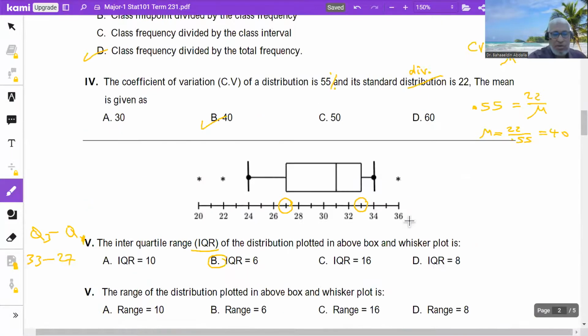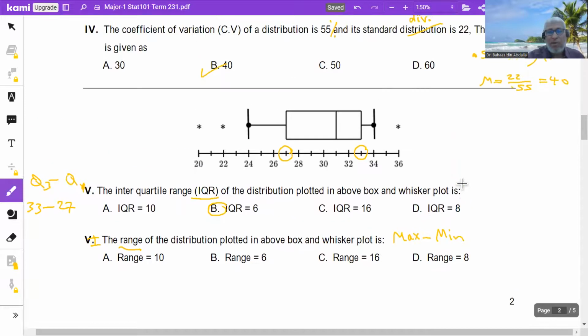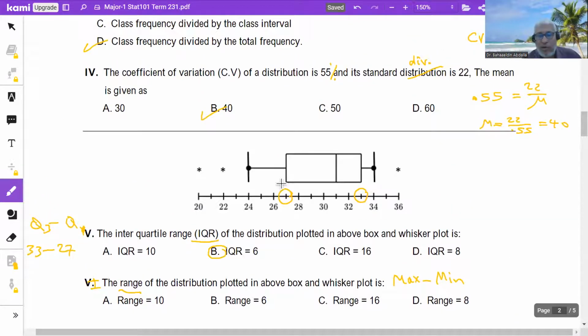And the last question, which is VI. The range of the distribution plotted in the above box and whisker plot. So he needs the range. Well, the definition of the range is the maximum minus the minimum. Where do you see the maximum here? Well, this point is from the data. So the maximum is 36. We put it like this.